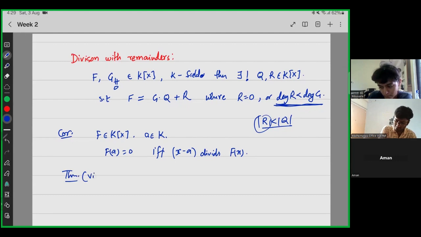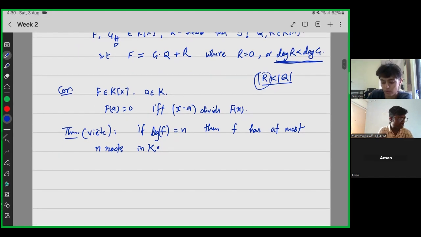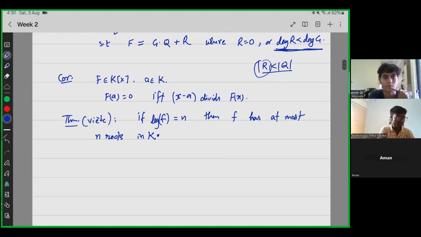So the next theorem was due to Vieta, that if the degree of f is n, then f has at most n roots in K, even after counting with multiplicity. Okay, so after this theorem, two simple examples were given.